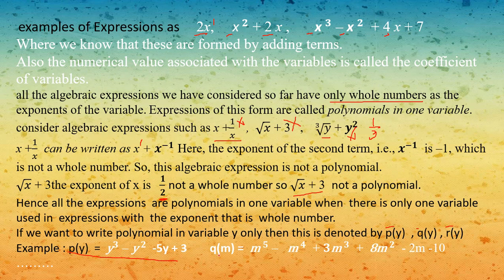Here it is written q of m, m raised to the power 5 minus m raised to the power 4 plus 3m raised to the power 3 plus 8m square minus 2m minus 10. Here in this example, q is the polynomial and m is the variable. So it is a polynomial in variable m. In all terms the variable used is only m. So these are examples of polynomials in one variable, and like this we can also write.